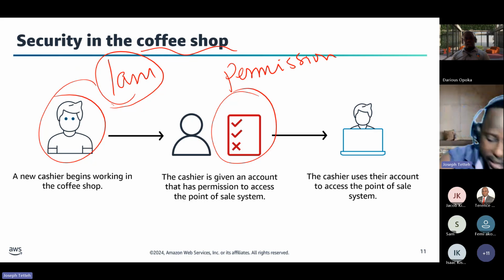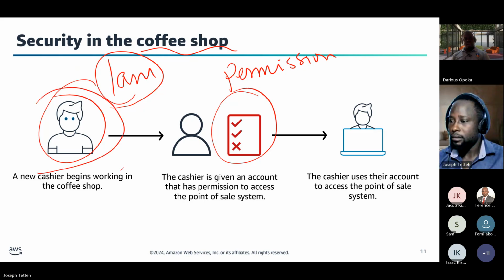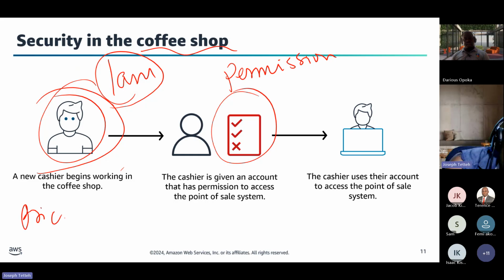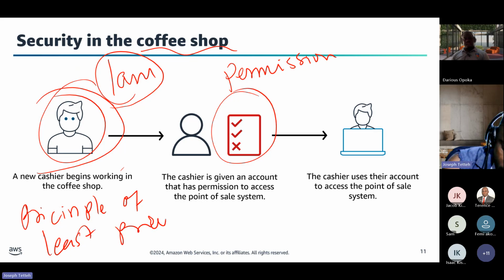There is one thing. When you create an IAM user, like this cashier, they have no permissions. So you have to now assign permissions. And we use what we call the principle of least privilege. This is something that you are going to meet mostly, privilege.